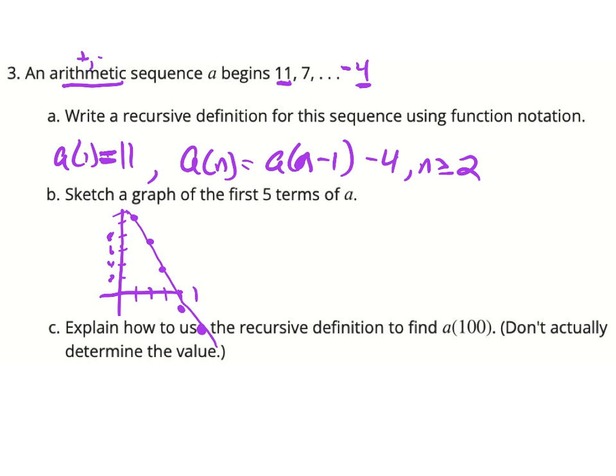Arithmetic functions are linear. Now, explain how to use the recursive definition to find A of 100. So if you start at 11, you subtract 4 99 times.